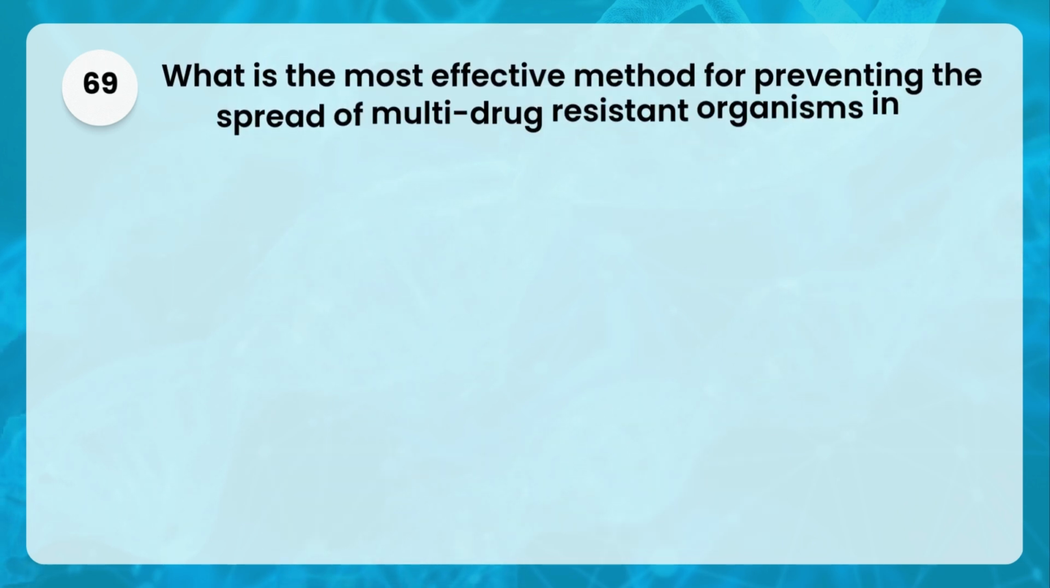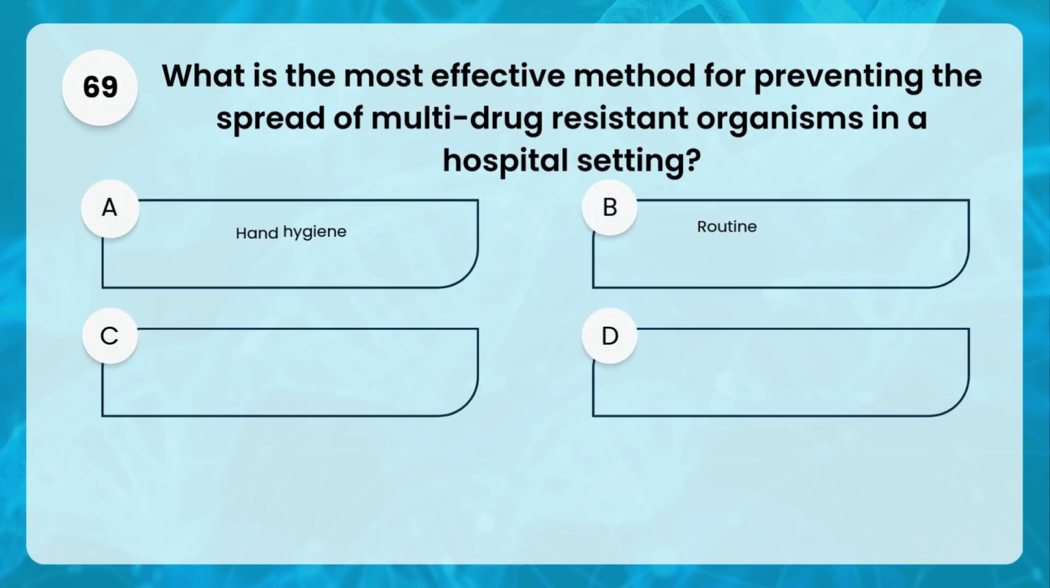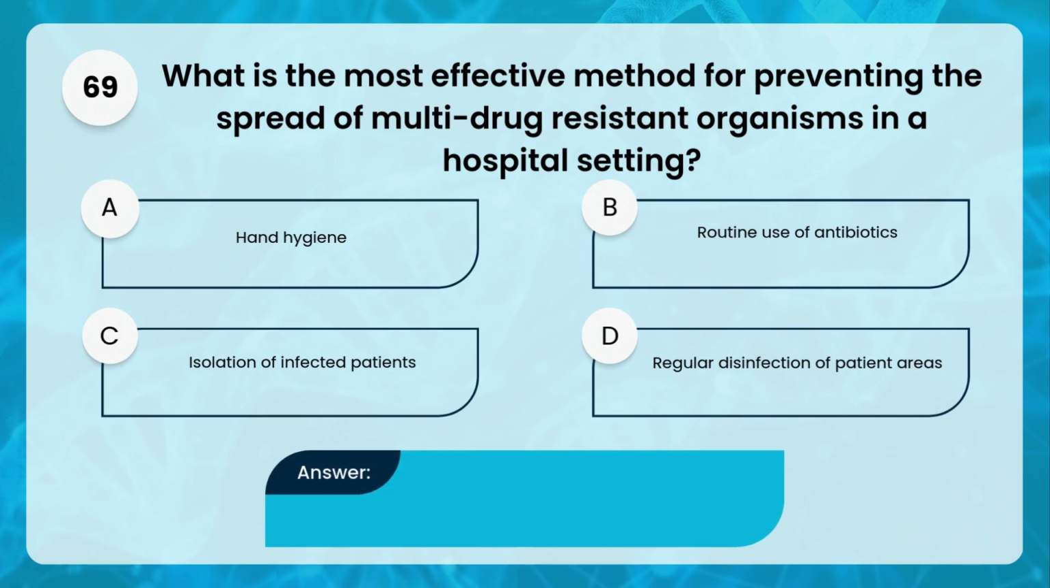69. What is the most effective method for preventing the spread of multi-drug resistant organisms in a hospital setting? A. Hand hygiene. B. Routine use of antibiotics. C. Isolation of infected patients. Or D. Regular disinfection of patient areas? The answer is A. Hand hygiene.